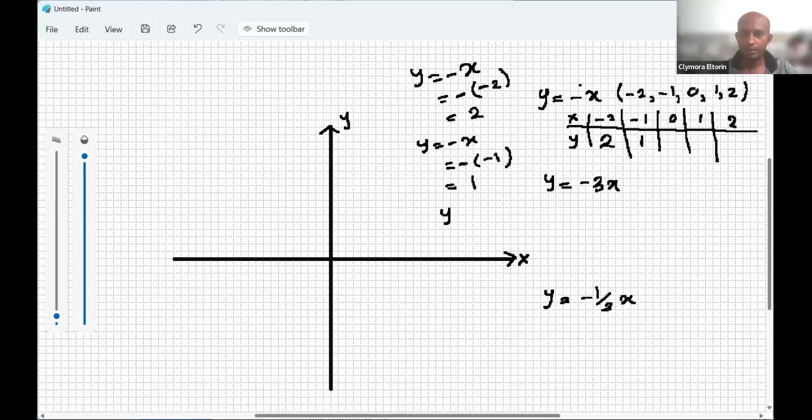When x becomes 0, minus into 0 is 0. Let's see other values. y = minus x: when x becomes 1, minus into 1 is minus 1. If x becomes plus 2, minus into 2 means minus 2. These are the ways to find the ordered pairs.